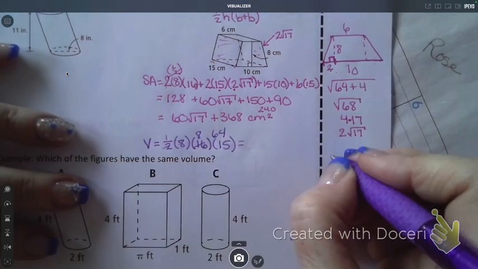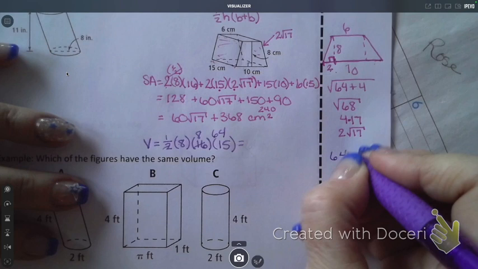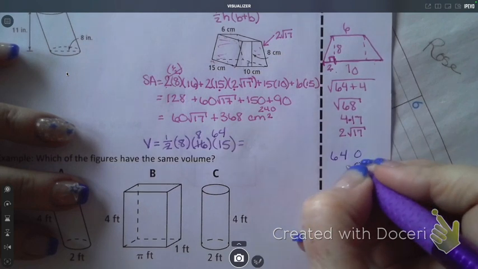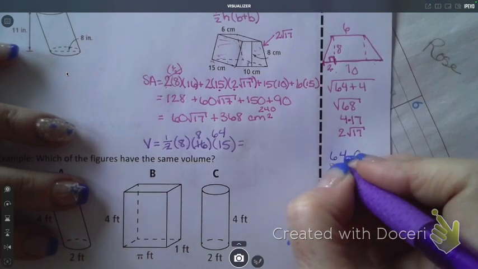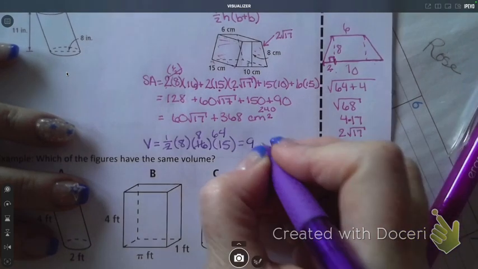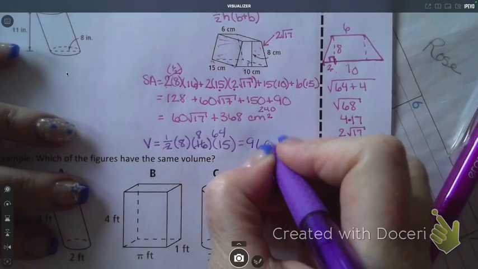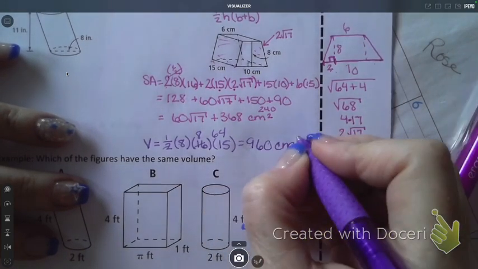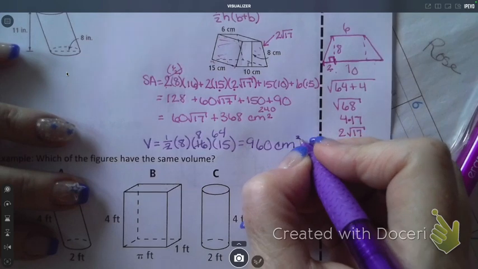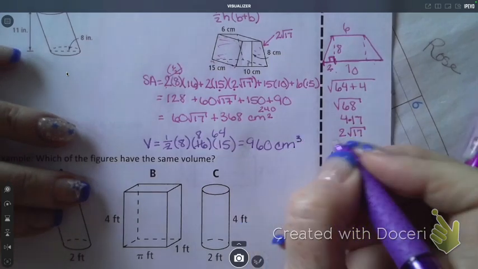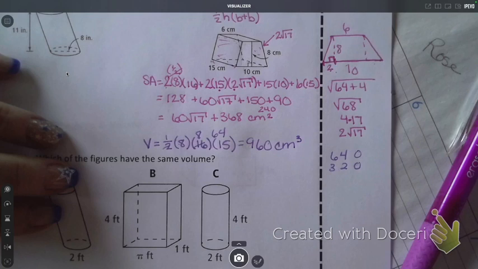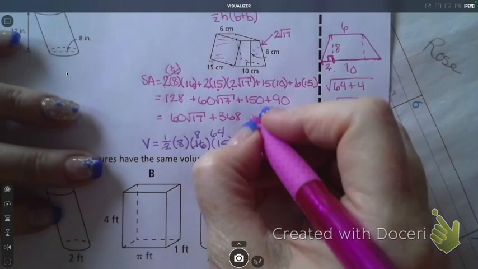So you do it, I do it. We better get the same thing. I get 960. Same. Centimeters cubed. Can you see my centimeters squared up here? Does it stick out good?